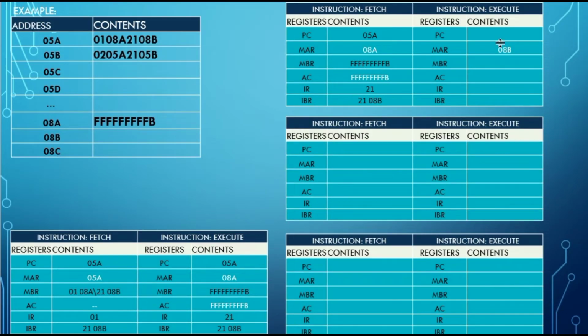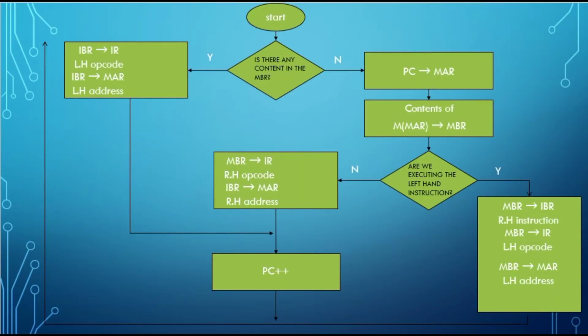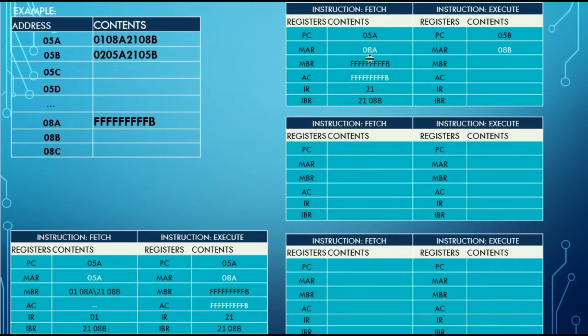So meaning our program counter is going to equal 05B, like so. Okay, so now that we have this instruction here, we go back to our flowchart, and I think I've made a mistake somewhere. It's MBR to IR. So the right-hand opcode in the memory buffer register is going to be 08A, right? Basically this is 2108B, right? So the instruction there is like so, but let's just leave it as FF like that. Oh, that's one too many, like so.